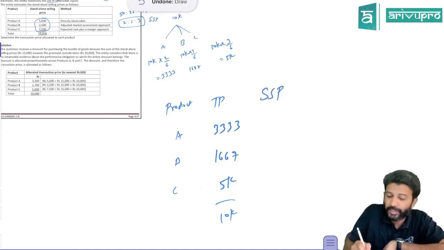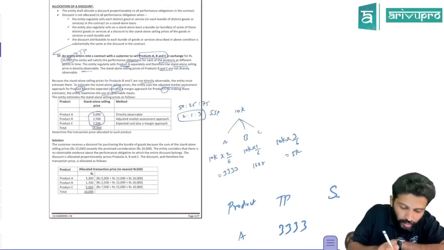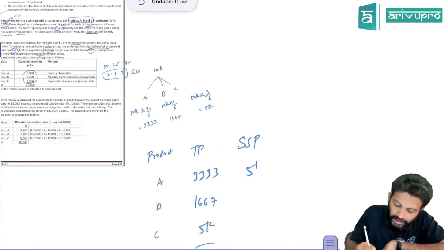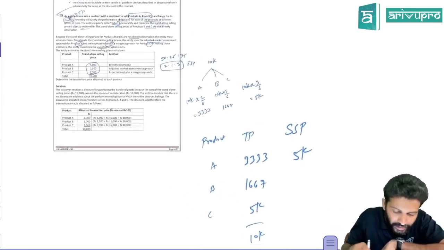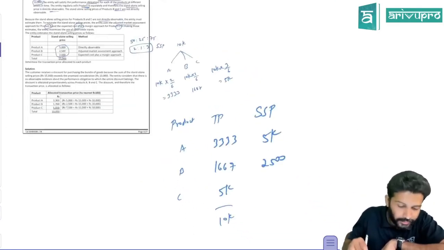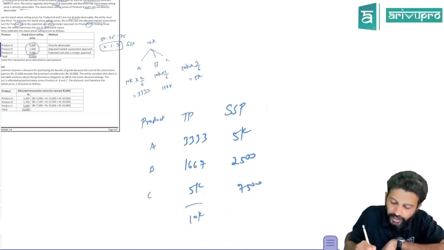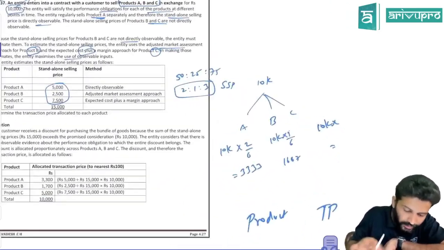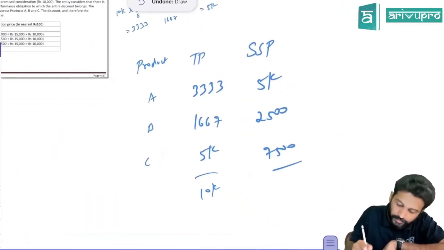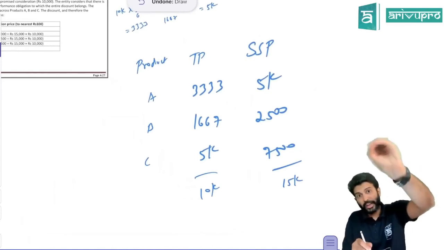But what is their SSP? Their SSP was how much? They have given it over here: normally, the standalone selling price of A is 5,000. B is estimated to be 2,500. C is 7,500. Correct, sir? So the total standalone selling price is 15,000. Correct? The standalone selling price was 15,000.